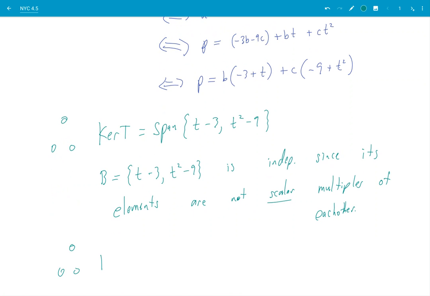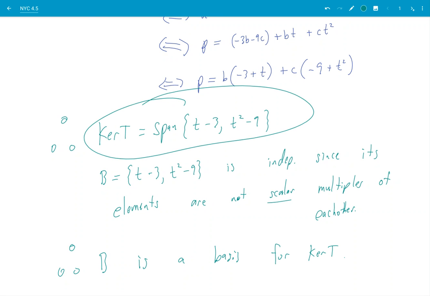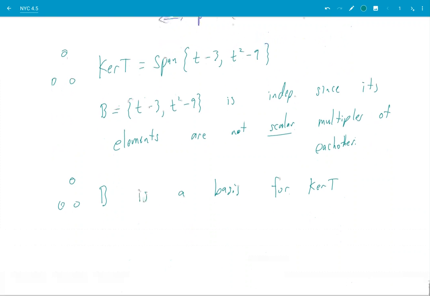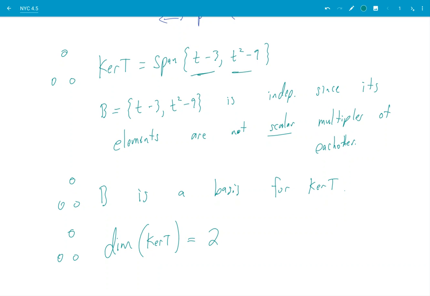So therefore, B is a basis for the kernel of T. Oh, this is a long question. Why is it a basis? Because it's independent and it spans the kernel. Therefore, the dimension of the kernel of T is 2, because there are 2 elements in B.